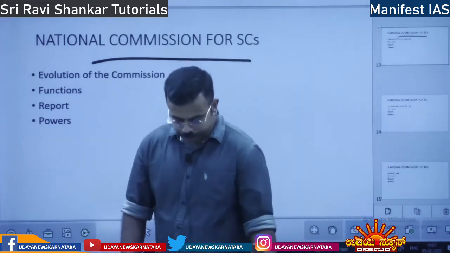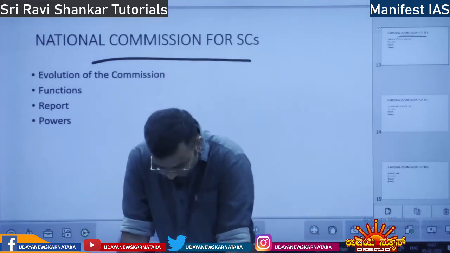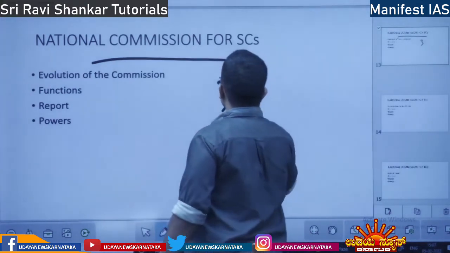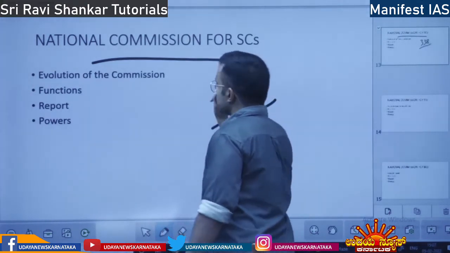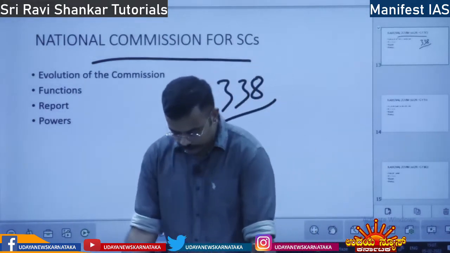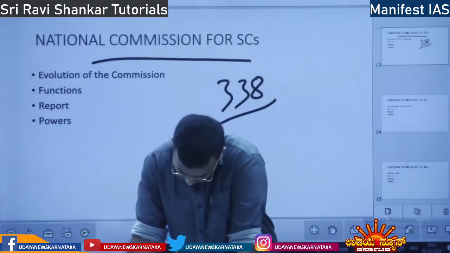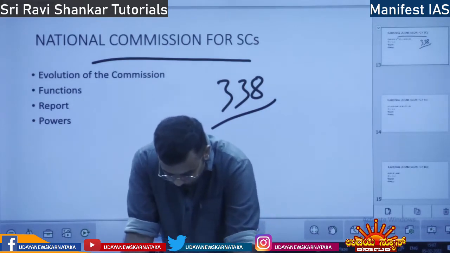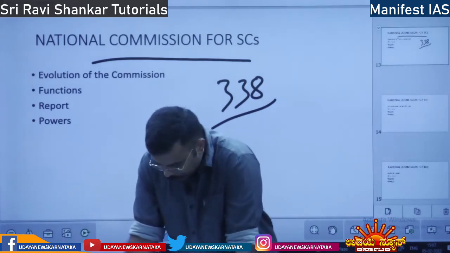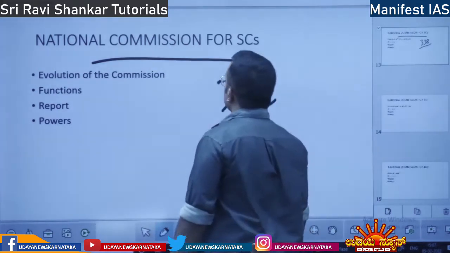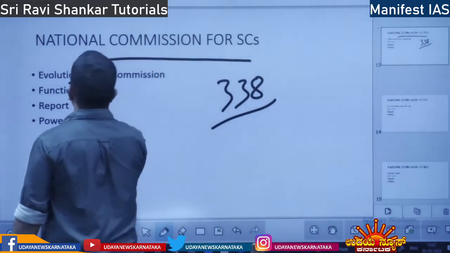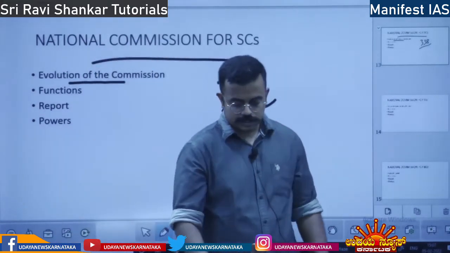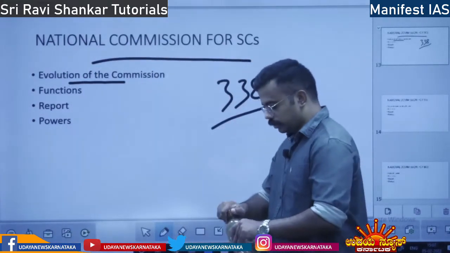Evolution of the Commission. So, which is the article? Constitutional provision: Article 338 speaks about National Commission of SC. The article is very, very important. Okay. So, earlier what used to happen? There was no National Commission for SCs. So, how did this commission evolve? How did the National Commission of SCs evolve?